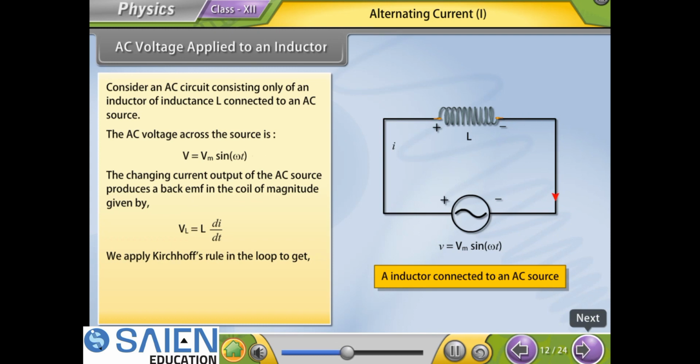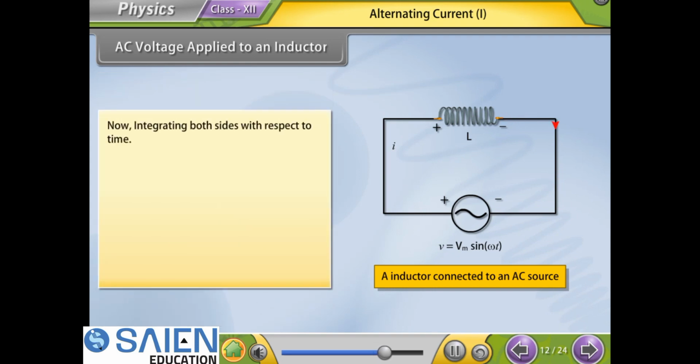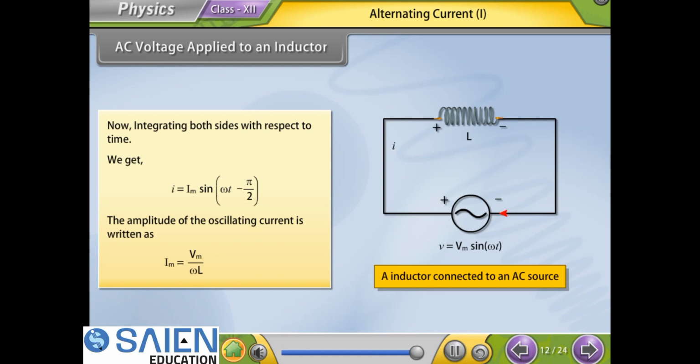We apply Kirchhoff's rule in the loop to get V minus VL is equal to 0. Now, put the values in the above equation. di by dt is equal to Vm upon L multiplied by sine omega t. Now, integrating both sides with respect to time, we get I is equal to Im sine omega t minus pi by 2. The amplitude of the oscillating current is written as Im is equal to Vm upon omega L.